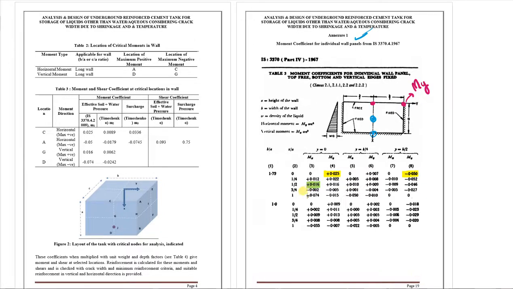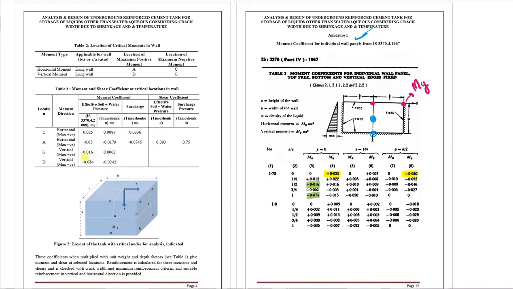Let's highlight this value also. This is 0.06. These four values I have taken here. You see this? 0.025 for horizontal moment, minus 0.05 plus 0.1016 minus 6.074. So now you understand how I have obtained these values. Similarly, these values I have obtained for Timoshenko also.